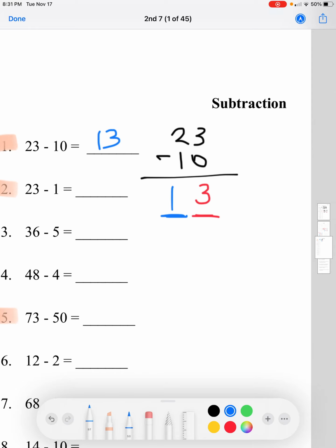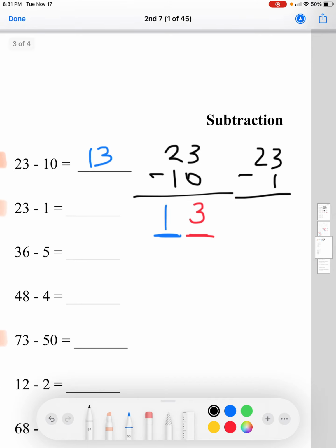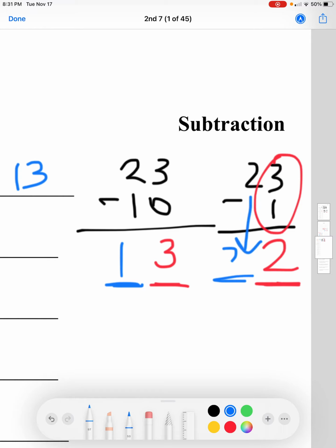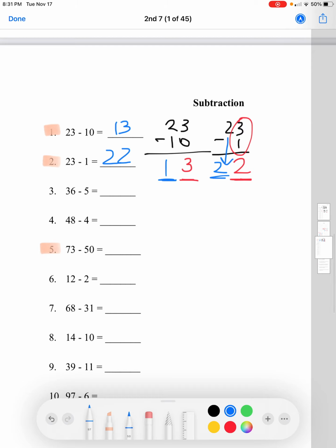Now let's do 23 minus 1. Very similar numbers, but now the 1 is in a different place. So instead of being in the tens place, it's now in the ones place. So now instead of doing 3 minus 0 like we did here, we're going to be doing 3 minus 1 in the ones place, which equals 2. And then we'll bring down this 2 to get 22. So 23 minus 1 equals 22.